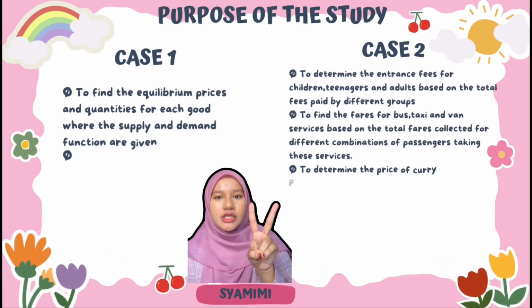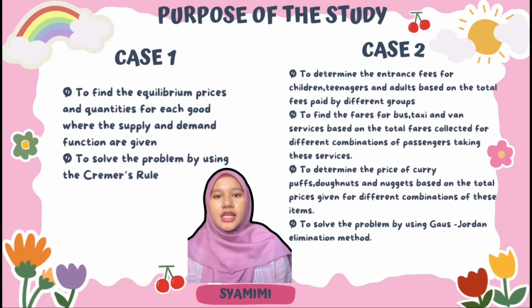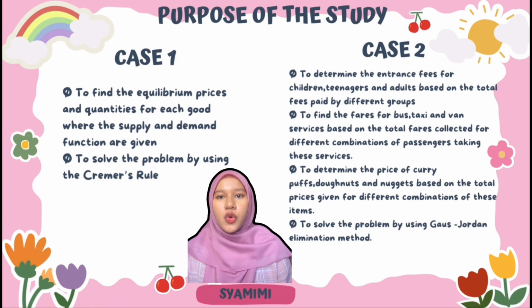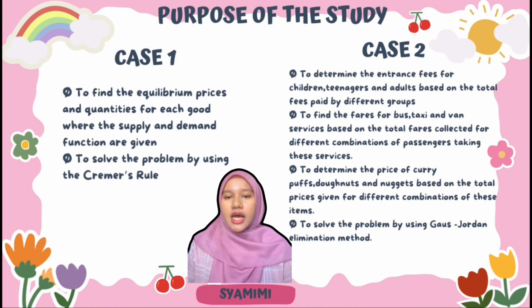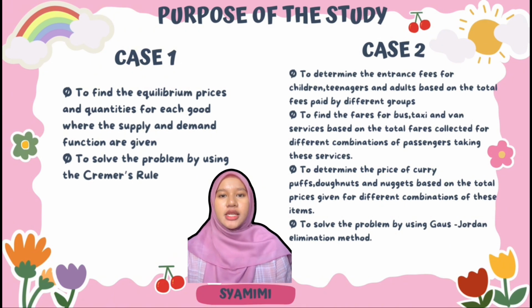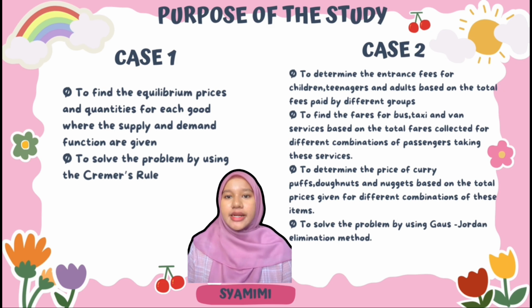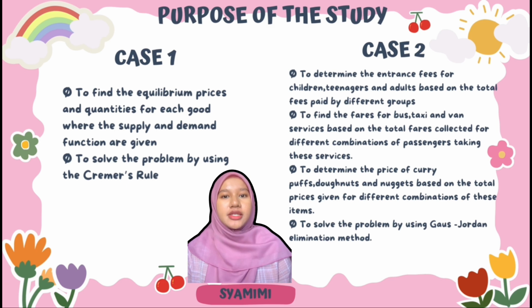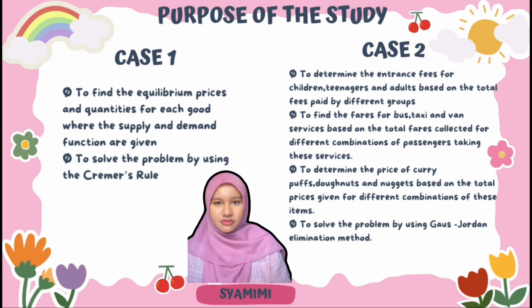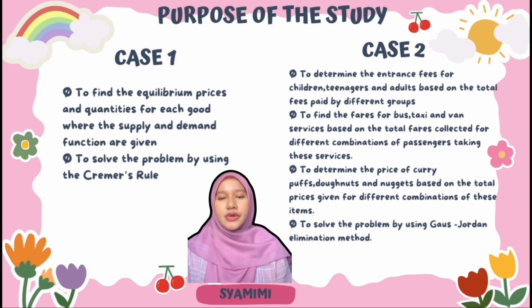We have two purposes of study. For case 1, to find the equilibrium prices and quantities for each good where the supply and demand functions are given, then to solve the problem by using Cramer's Rule. For case 2, first, to determine the entrance fees for children, teenagers and adults based on the total fees paid by different groups. Then to find the fare for bus, taxi and train service based on the total fare collected for different combinations of passengers taking this service. And the last one is to determine the price of a curry puff, donut and nugget based on the total prices given by different combinations of these items. Then to solve the problem by using the Gauss-Jordan elimination method.